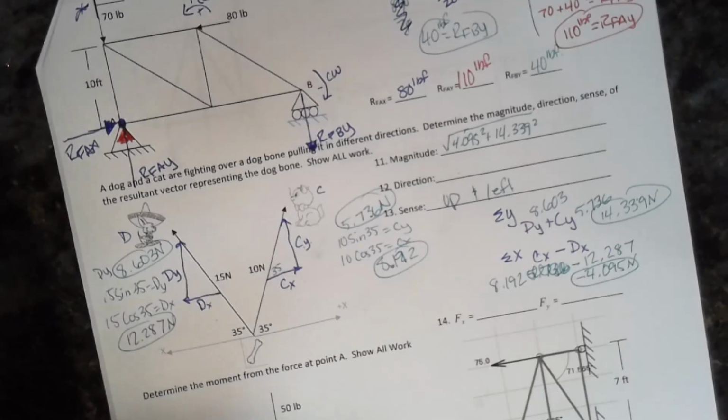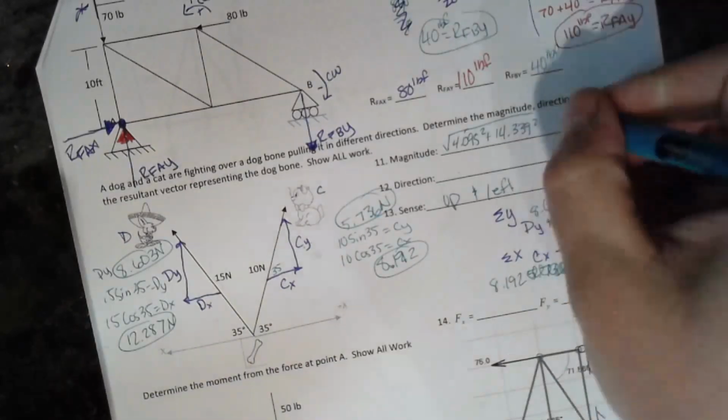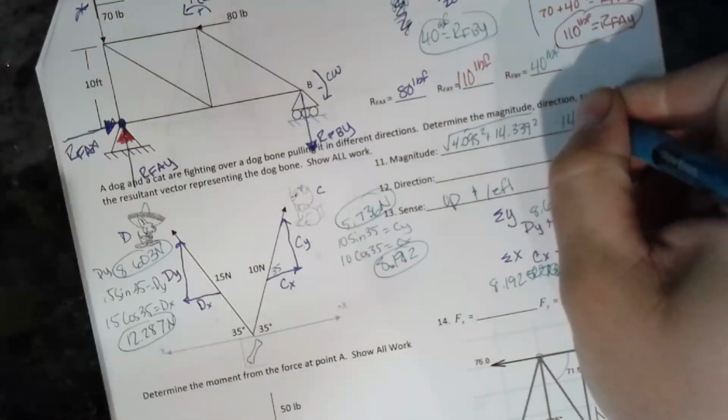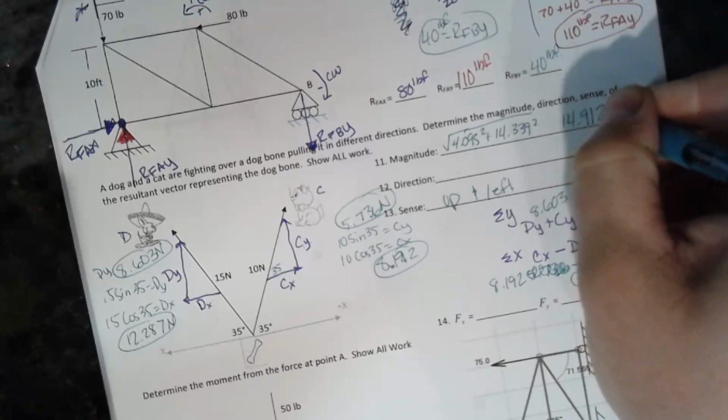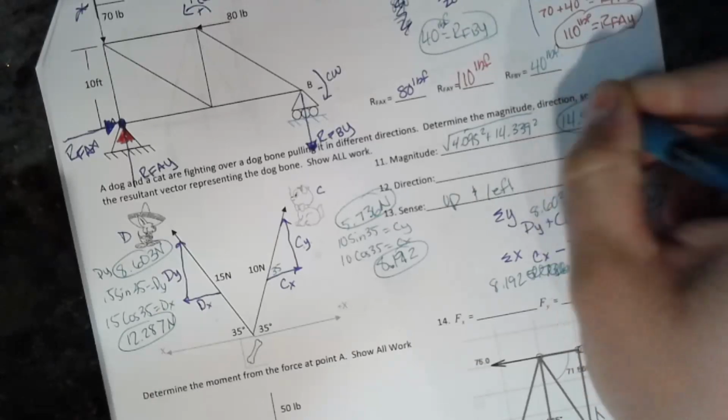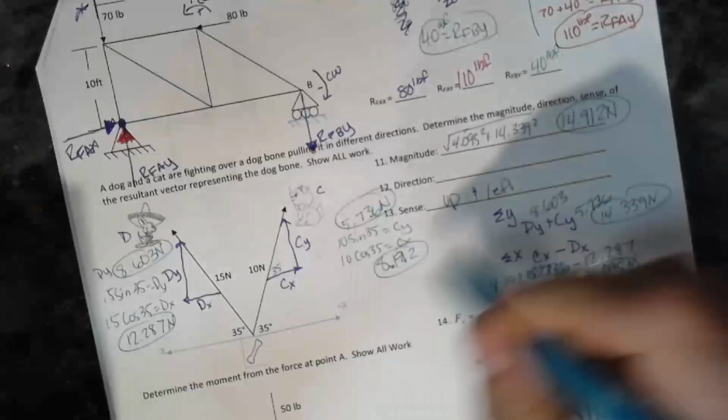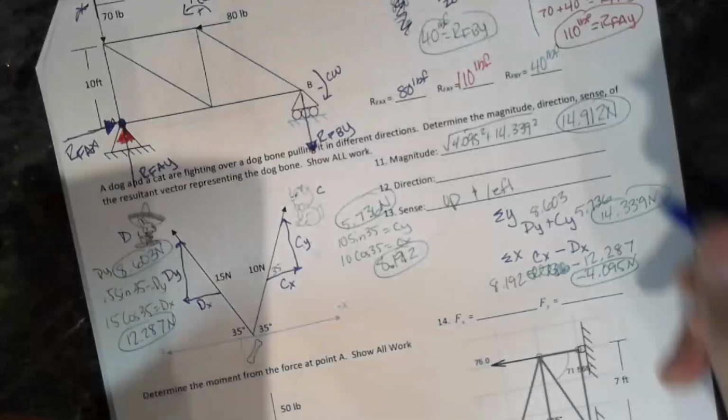Plus 14.339 squared. I think everybody's losing it a little from being in the house for so long. So the magnitude is 14.912 newtons. All right.